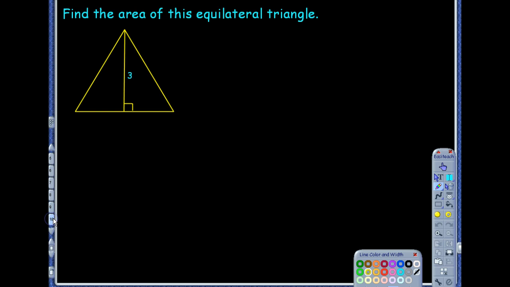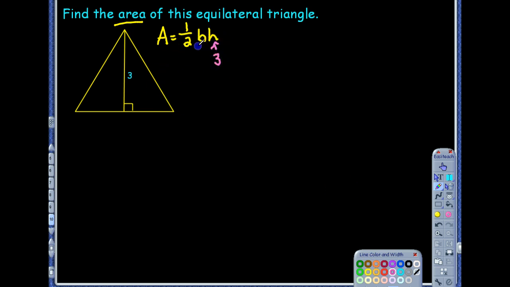Right. Okay, next one. Find the area of this equilateral triangle. Let's talk vocabulary for a minute. Okay, first word I see is area, and I know area of a triangle is 1/2 base times height. And so I'm already looking to see, okay, what do I have? I have the height. That 3 is the height. I got that.